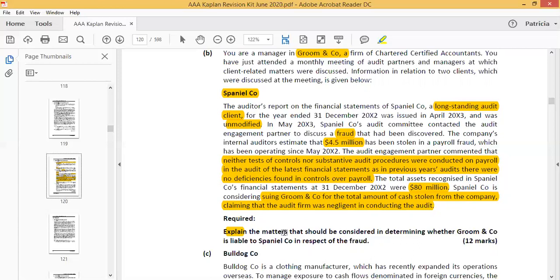So you should be very clear on that, because most students might just confuse it and say that the auditor must detect the fraud or something. They should provide reasonable assurance on the financial statements that they are free from material misstatement, whether caused by fraud or error. Okay.